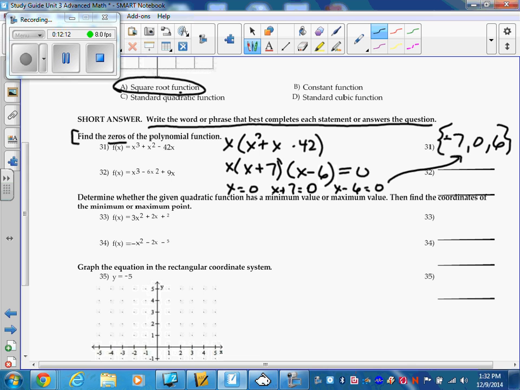So let's do number 32 the same way. Let's factor. X times x minus 6x plus 9. So this is going to factor into x times x minus 3 and x minus 3. So the zeros on this are going to be 0 and 3. So there's only 2 on this one. 0 and 3. So there's only going to be 2 places where it crosses the x-axis for this one.